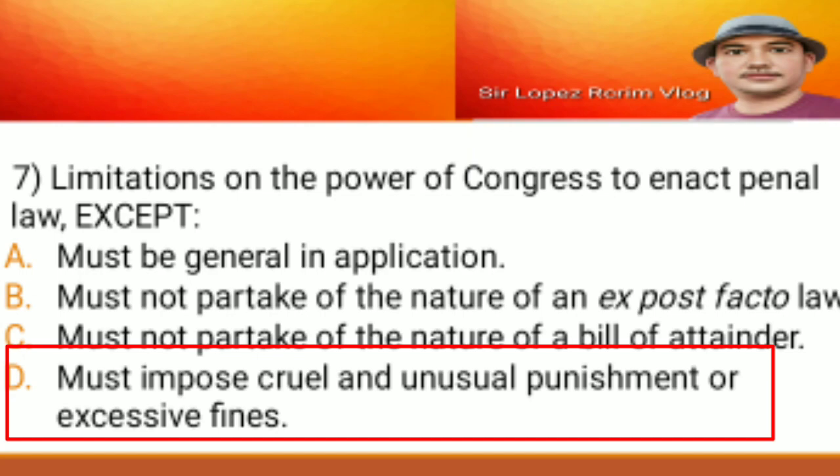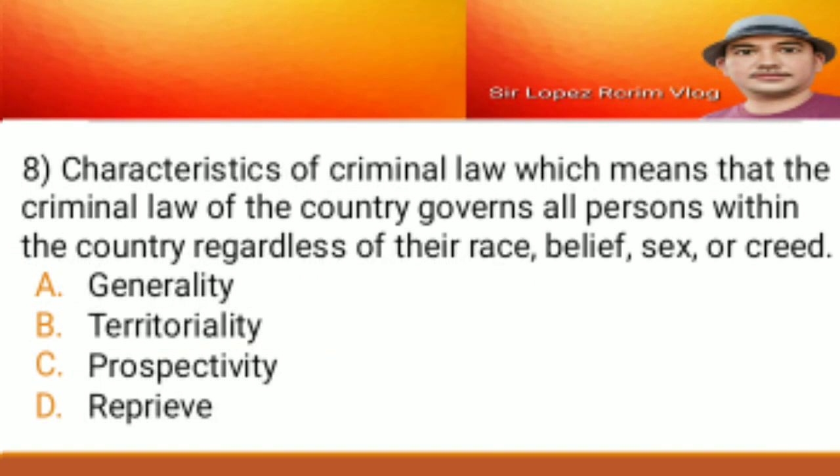Because not is missing, so therefore this is already the exemption among the limitations on the power of Congress to enact penal laws. Number 8, characteristics of criminal law, which means that the criminal law of the country governs all persons within the territory regardless of the race, belief, sex, or creed. Letter A, generality. Letter B, territoriality. Letter C, prospectivity. Or letter D, reprieve. The correct answer here is generality. Yeah, that is the characteristic of criminal law which governs all persons within the country regardless of their race, belief, sex, or creed.